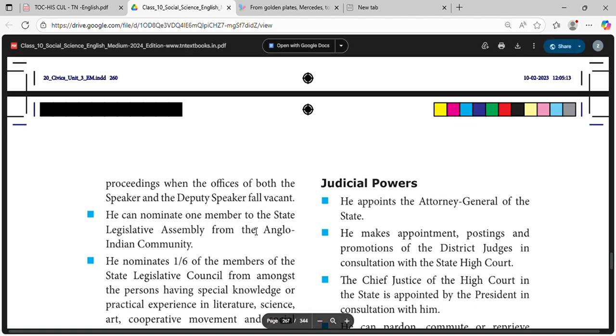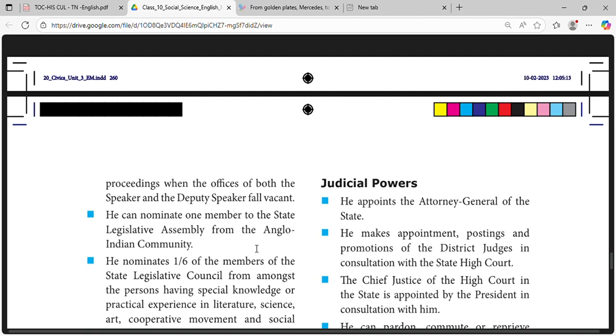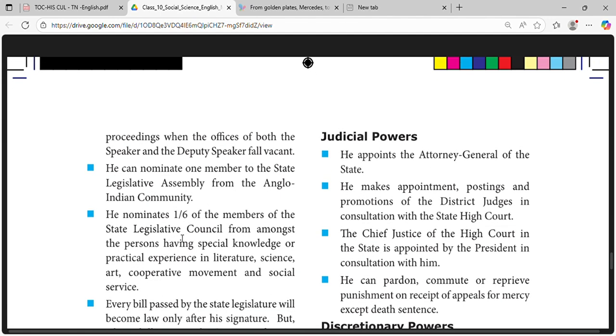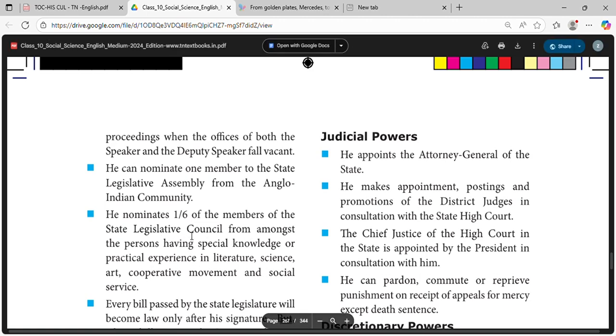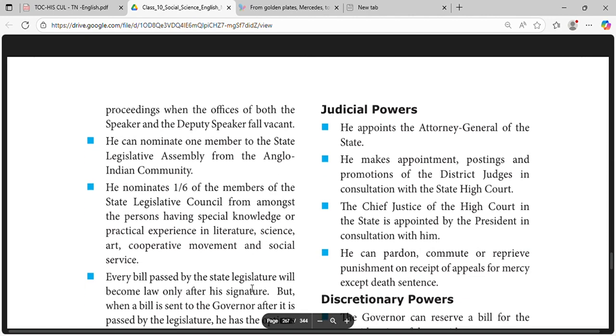He can nominate one member to the state legislative assembly from the Anglo-Indian community. He nominates 1/6 of the members of the state legislative council from amongst the persons having special knowledge or practical experience in literature, science, cooperative movement, and social service.